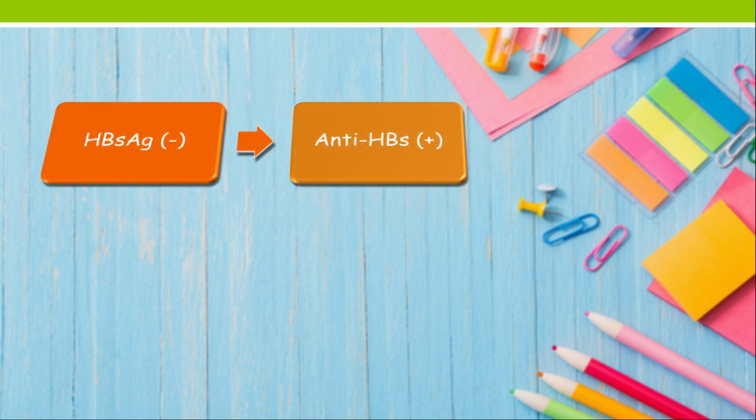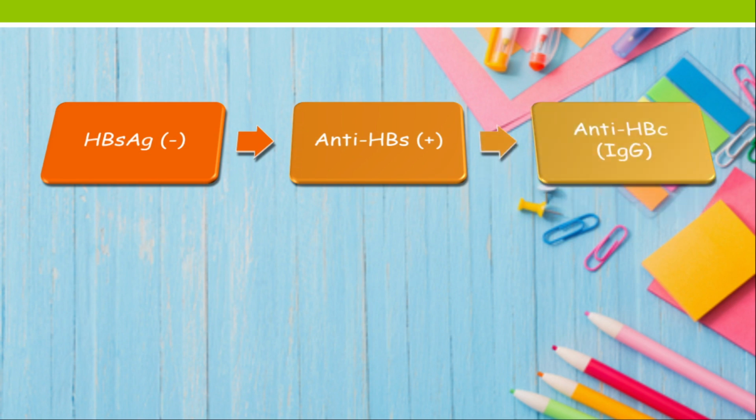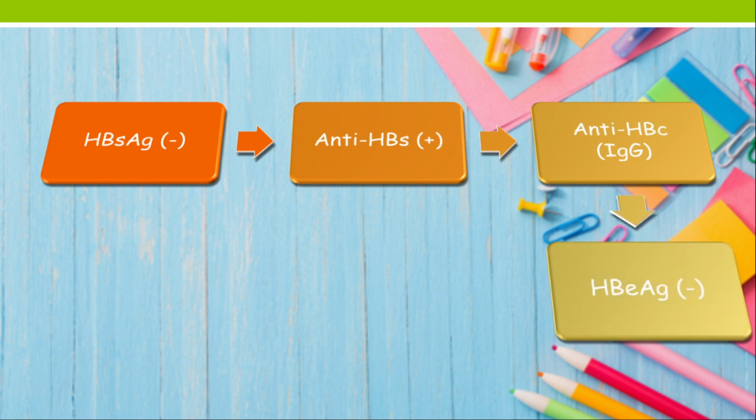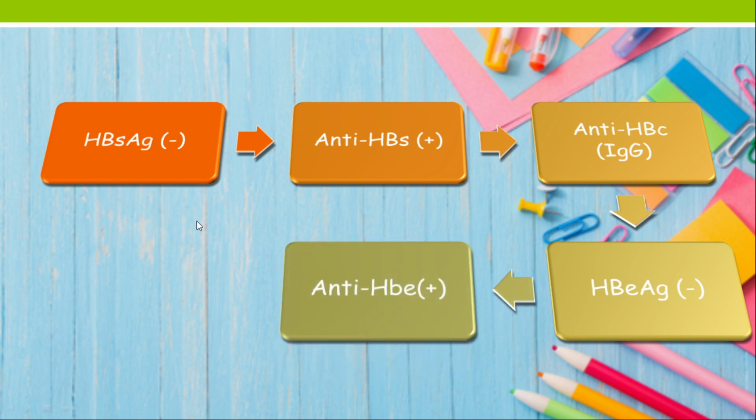So in case of the next scenario, HBsAg negative, anti-HBs positive. Yeah, there is something good. And here anti-HBc is there, that too IgG. And then comes HBeAg negative and anti-HBe positive. I think now also you people might have guessed the answer. So let's interpret. So this is indicating that there is no active infection.